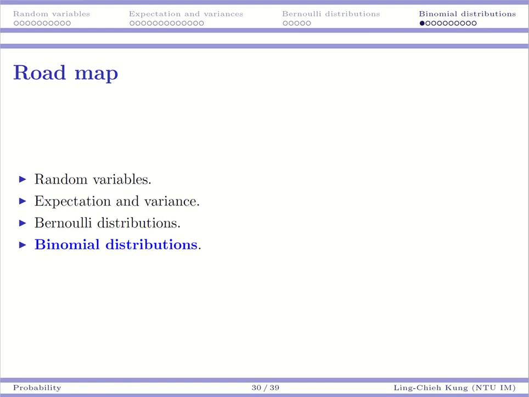So now let's talk about binomial distributions. As the name shows, this is a certain type of distribution. Later we will tell you that there are some kinds of random events, some kinds of random situations, where the outcomes can be described as Bernoulli distributions and/or binomial distributions.